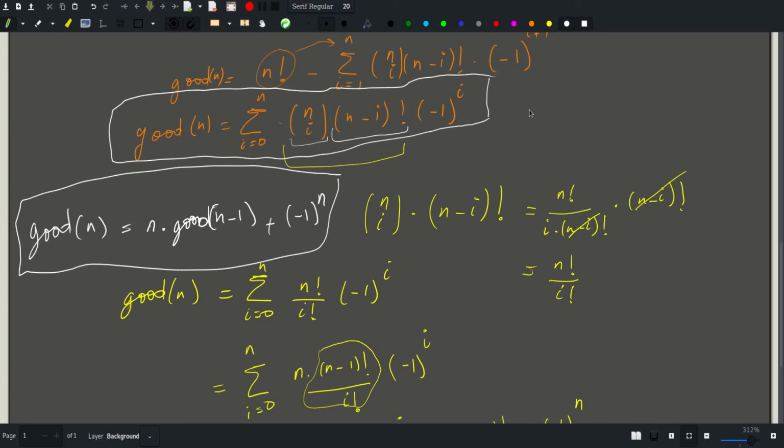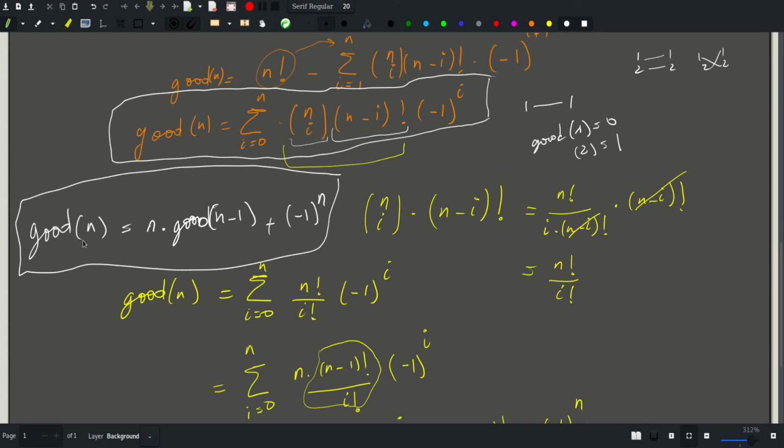If we just have n equals 1, so we have 1 here and 1 here, the only possible mapping is not good. So good of 1 will be equal to 0. What about for 2? So we have 1, 2, 1, 2. We have two possible mappings here, either this or this. So only this one is valid. So good of 2 is equal to 1.